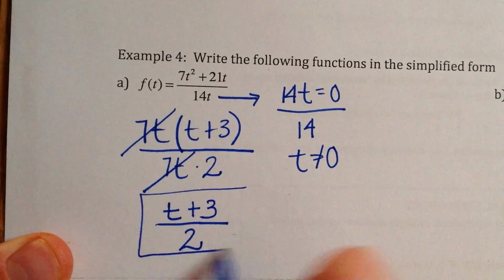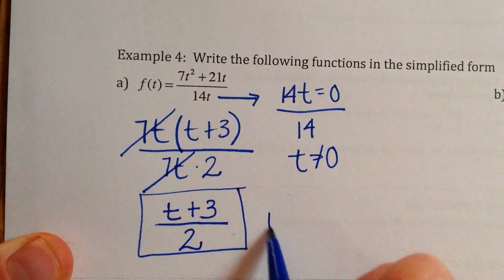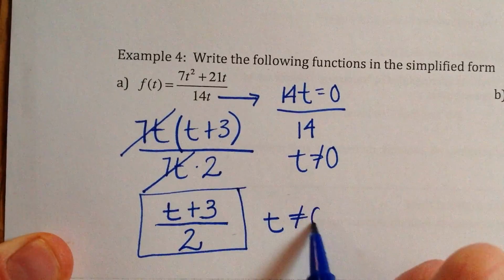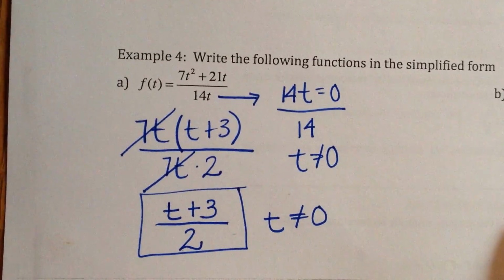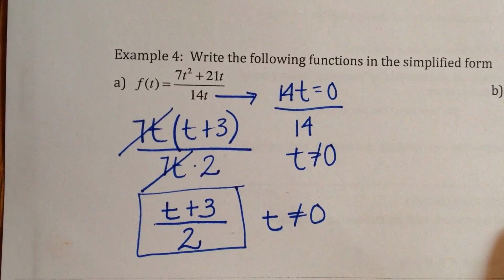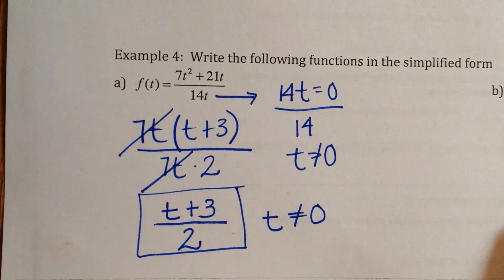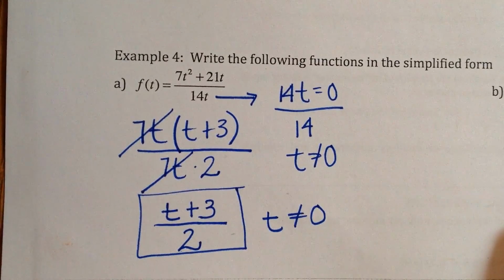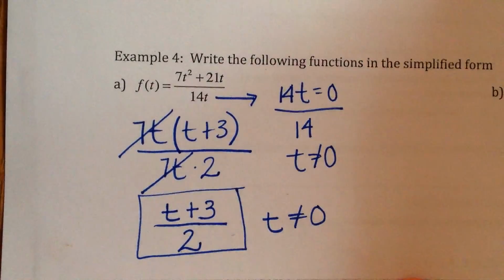So here's my simplified form, and then I make a note that t cannot equal 0. And this note is stating that if it was 0, I would have something that's undefined because I can't divide by 0. So we're kind of stating the disclaimer is that t can be anything but this because we know we can't divide by 0.